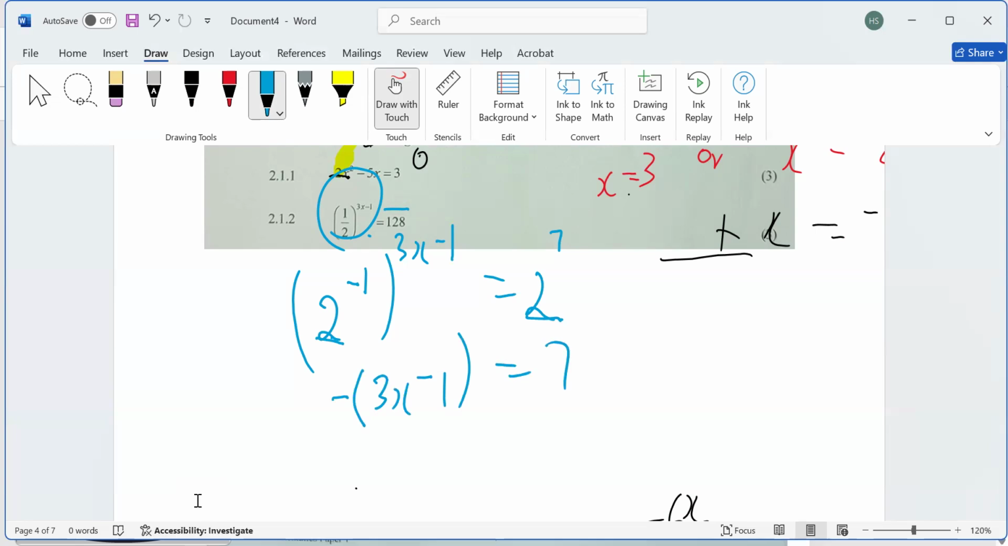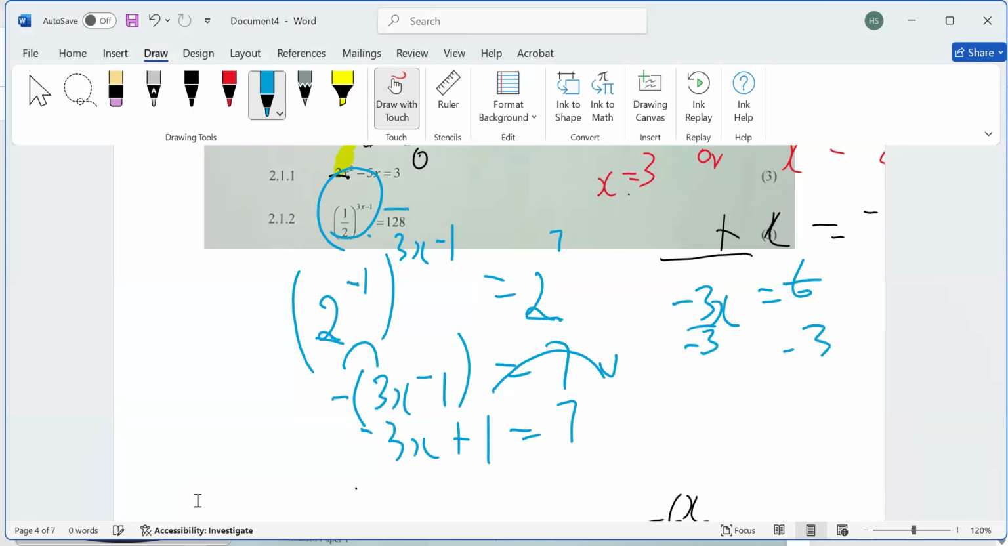Then, if you work with this one here, you have a negative and a positive. What is a negative and a positive? It's minus 3x plus 1, which is going to be equal to 7. Take this one to this other side, 6. Yes. Then what do you have? You have minus 3x, which is going to be 6. Divide by minus 3, divide by minus 3.